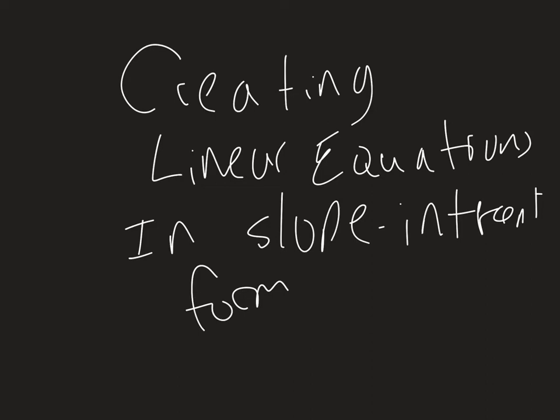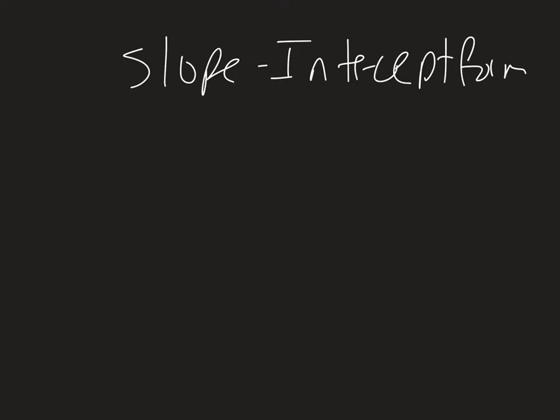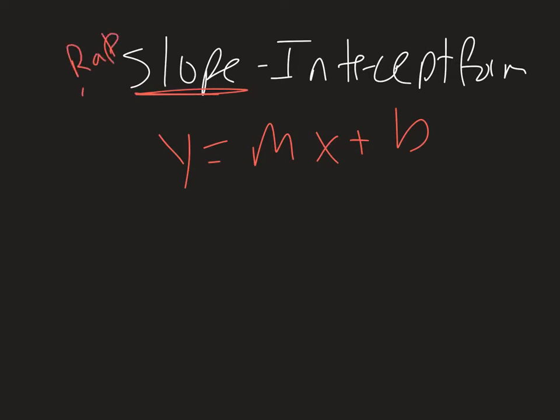In this video, we'll talk about how to create linear equations in slope-intercept form. So let's review what slope-intercept form means. Slope-intercept form is y equals mx plus b. And the slope is another term for rate of change. That is your change in y over your change in x, and that is represented in this equation by m. M is your rate of change.